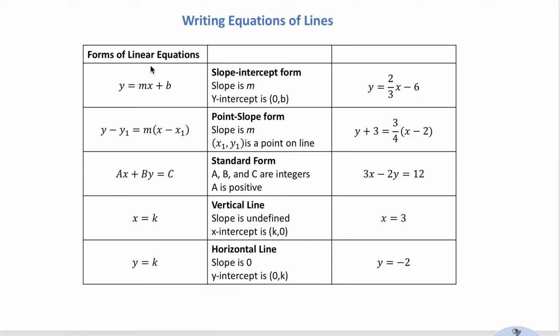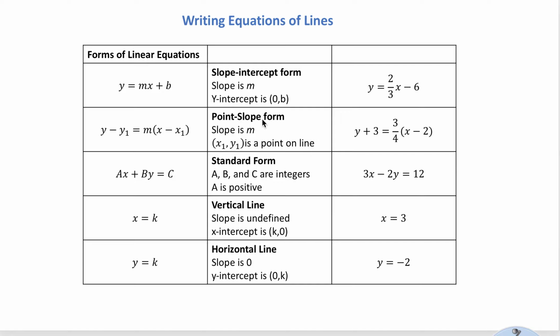So here are the different forms of our linear equations. This one we know, y equals mx plus b. Remember, m is always the slope, and this b is the y-intercept, right? (0, b). And here's what it looks like with numbers in there. So those we know. Now, what if we have one like this?